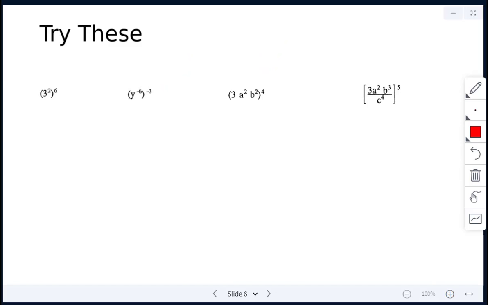All right, so for these examples that you just tried, this becomes 3 to the power of 2 times 6, so it'll become 3 to the power of 12. Here, the base is y, and it's negative 6 times negative 3, so y to the power of 18. All right, here everything inside the bracket has the exponent of 4, so that means it's 3 to the power of 4, a to the power of 2 times 4, which is 8, and then b to the power of 2 times 4, which is 8.